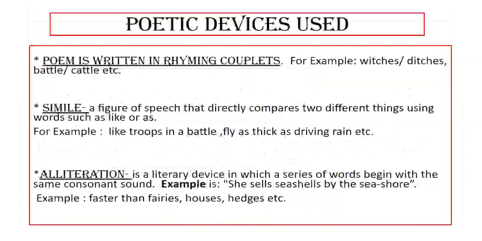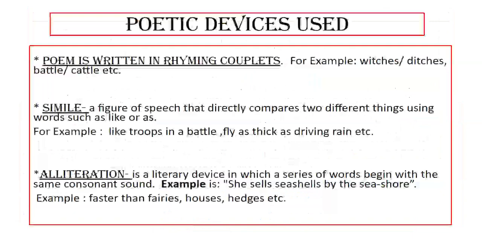Children, poetic devices are a form of literary device used in poetry. They are like essential tools that a poet uses to create rhythm and to enhance the poem's meaning. They give life to the poem. In this poem, the poet R.L. Stevenson has used different poetic devices which you'll come across when we go through the poem. Here he's used rhythmic rhyming couplets. Like the words are rhyming: witches, ditches, battle, kettle.